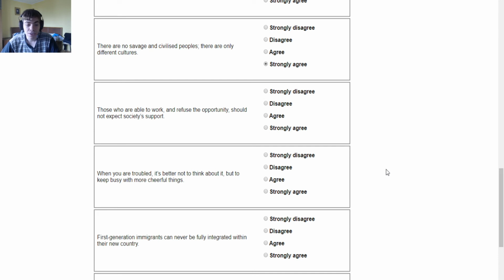Is the culture that the differences come from, not from the people. Obviously, the cultures that are right now in most Muslim nations are not the most progressive ones, but what you have to understand is that this is mostly a cultural issue. It's not that the people there are savage, backwards barbarians or something. So, yeah, those who are able to work and refuse the opportunity should not expect society support.